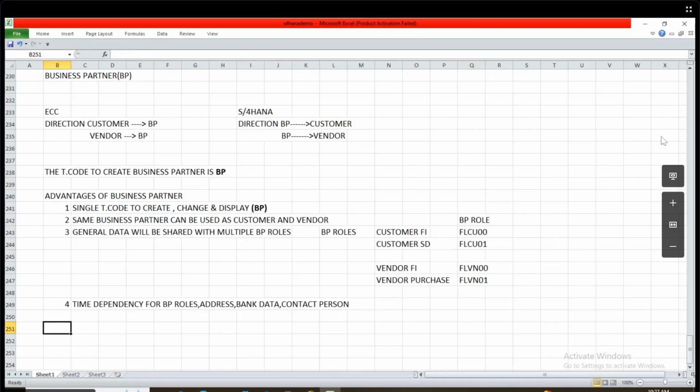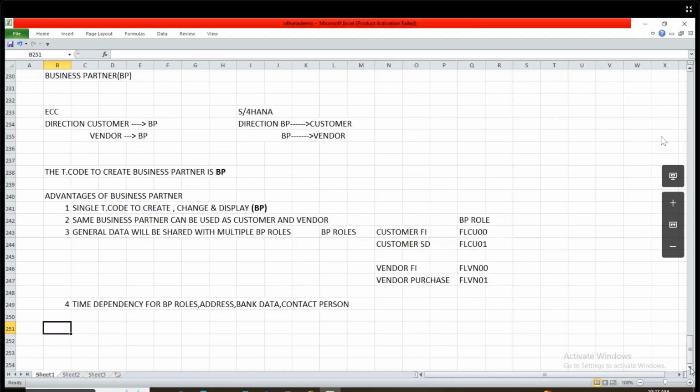Sir, can we have a different address for customer as well as vendor? Can we maintain a different address for a different role, or is it only one address? If you want, you can maintain the same address, but that is by default. If you want to maintain a different address, you can maintain a different address also.